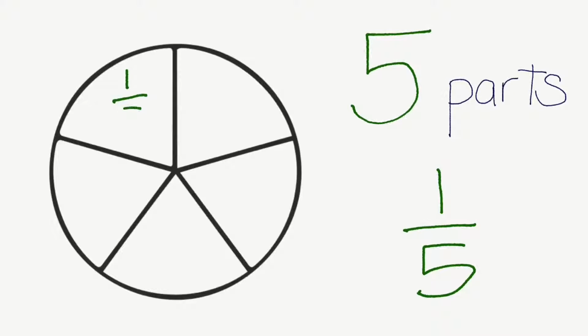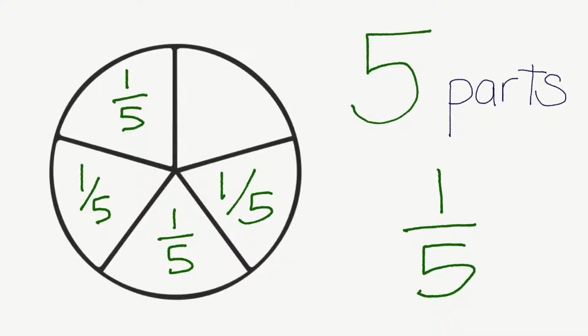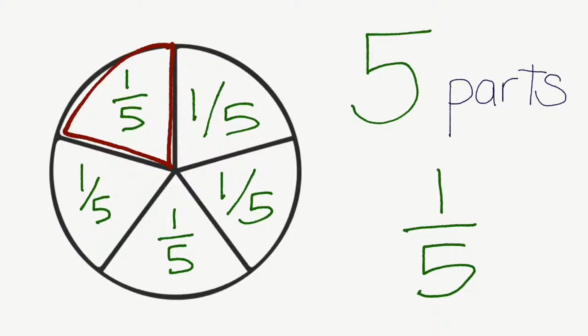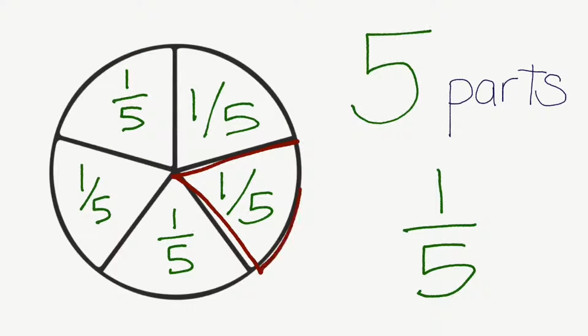We have 1/5, 1/5, 1/5, 1/5, 1/5. So if I'm talking about 1/5 of the circle, then I'm talking about any of these 1 parts. It could be this 1/5. It could be this 1/5 over here. I could be talking about this 1/5 over here. It doesn't matter which one. If I say 1/5 of the circle, I'm talking about one of these 5 parts.